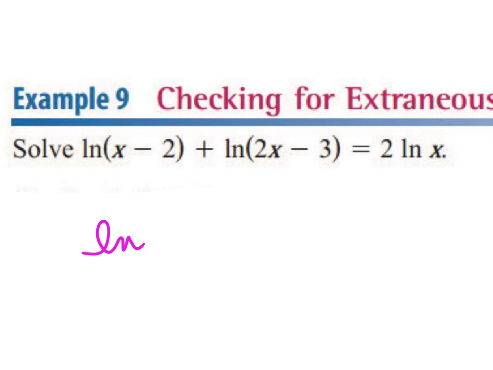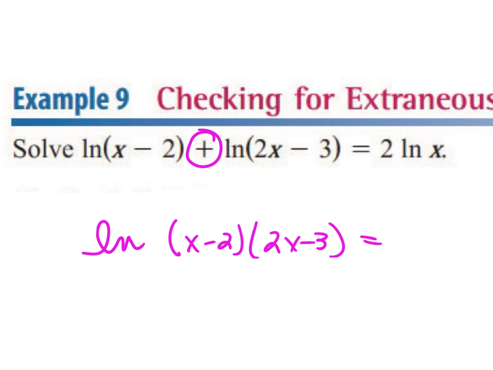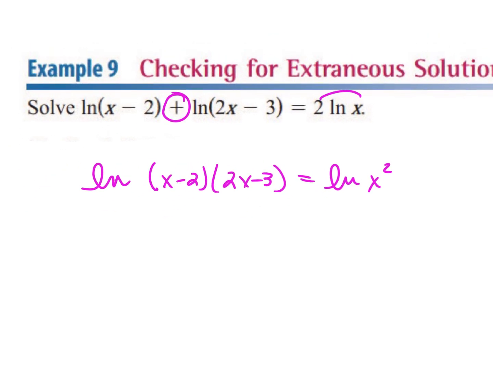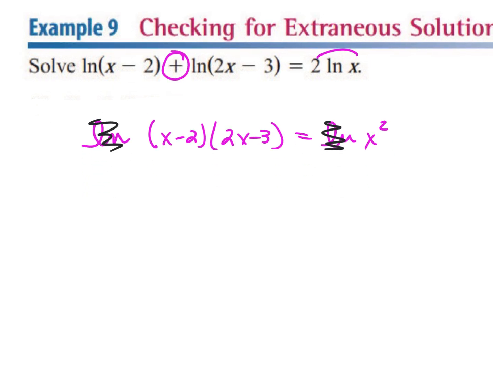I can write ln 1 time. And then what does this addition sign become? Multiplication. So this becomes x minus 2 times 2x minus 3. How can I condense the one on the right? I can say this becomes x squared. All right, perfect. Now I have 1 natural log on the left, and I have 1 natural log on the right. So what do I do to those? I cross them off. And now this becomes an algebra problem.